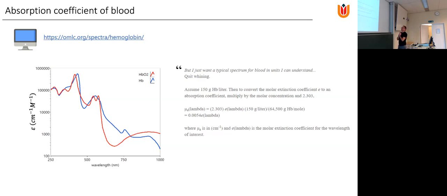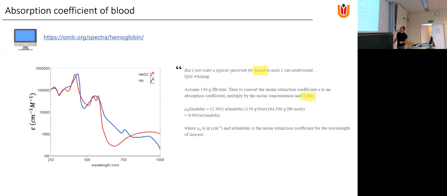So this was the website, and if you scroll down, it ends with a remark like this: I want a typical spectrum for blood in units that I can understand. So these units would be absorption coefficients, per meter, something like that. This is the explanation given on that site, but they forget the crucial thing. We want a spectrum for blood, so really the sample with the red blood cells in it. But the spectra given on this site are for hemoglobin, the absorbing molecules that are inside the red blood cells.